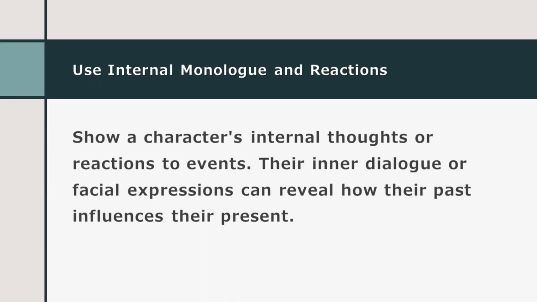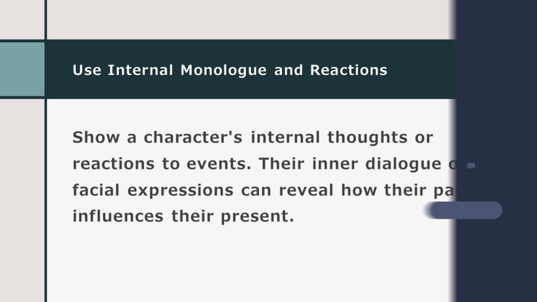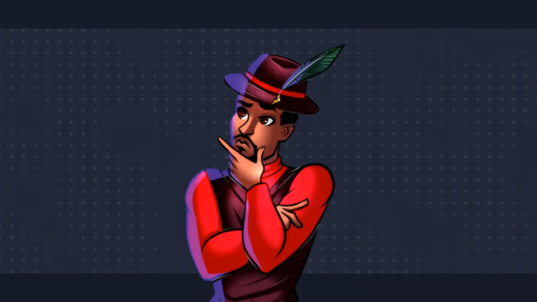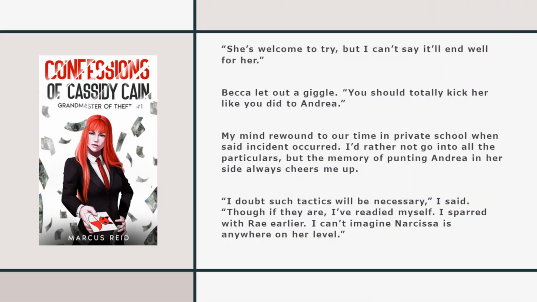12. Use internal monologue and reaction. Show a character's internal thoughts or reactions to events. Their inner dialogue or facial expressions can reveal how the past influences their present. Again, I could probably find an example from a book, but here, I'll use my own work. The first time I bring up Andrew is in book 1, which leads to the first time I get to bring up a certain incident, which I don't elaborate on in detail until book 2.